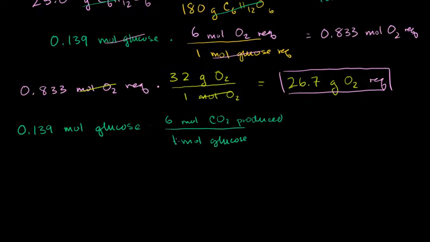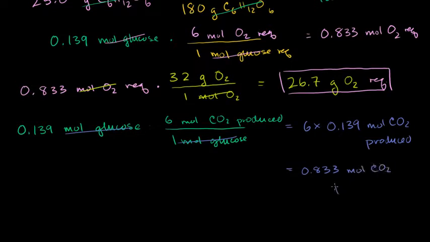And I wrote it this way instead of 1 over the 6 because I wanted to cancel out with the moles of glucose. Moles of glucose in the numerator, moles of glucose in the denominator. So that cancels out with that. And this is going to be equal to 6 times 0.139 moles of CO2 produced. And we know what that is. We already multiplied 6 times 0.139 before. This is going to be equal to 0.833 moles of CO2 produced. We've already done that calculation.